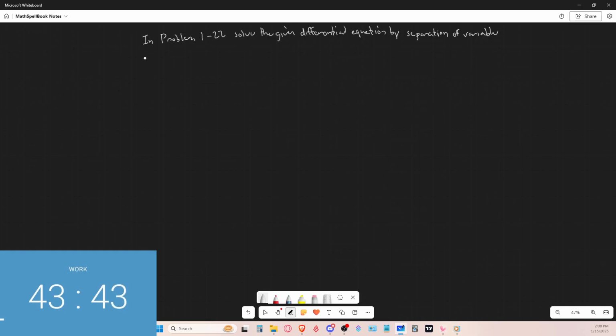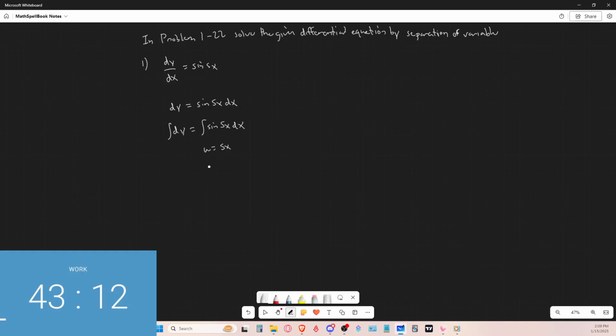Okay, solve the differential equation by separation of variables. Seems simple enough. So, boom. We multiply that, and then we take the integral of this. I actually have to rework my integration techniques.